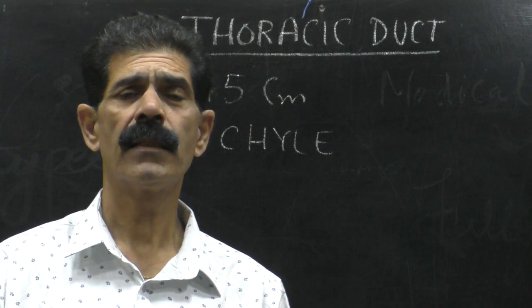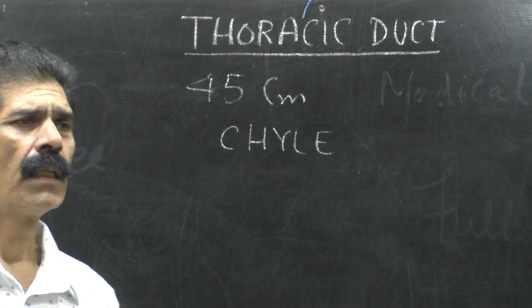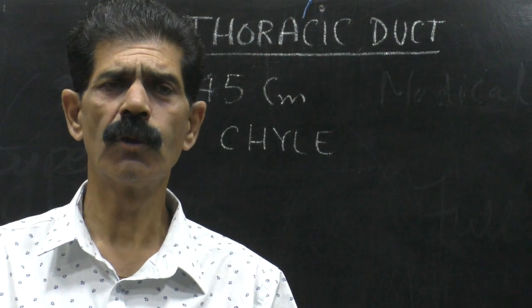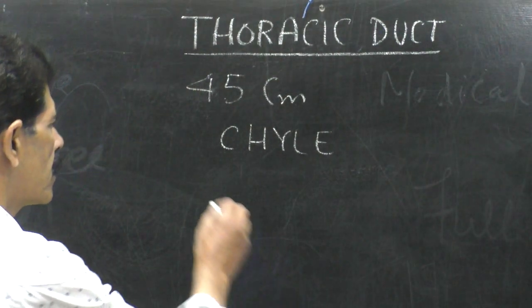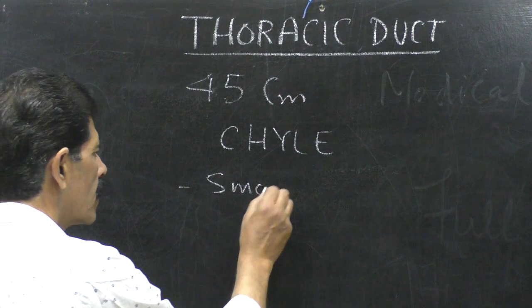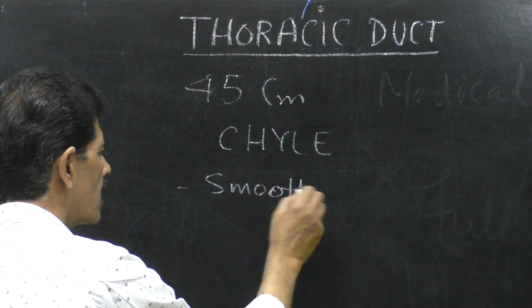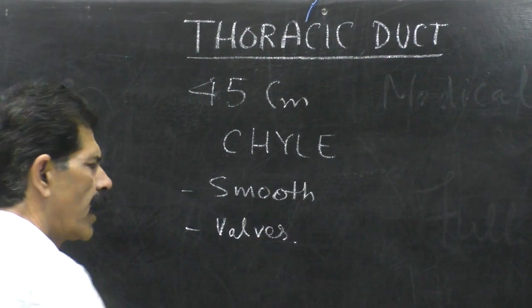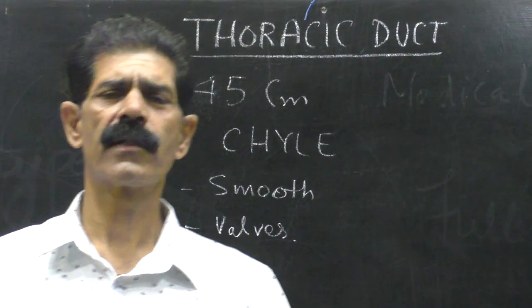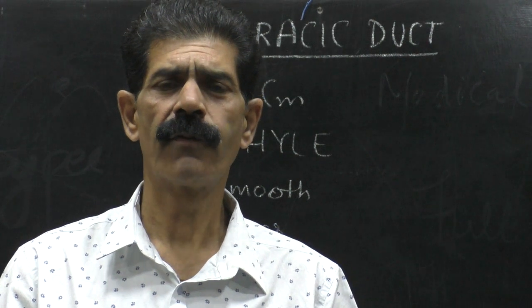The thoracic duct wall contains smooth muscles also, and it also contains valves like the veins, and these valves help in the unidirectional flow of the lymphatic fluid.